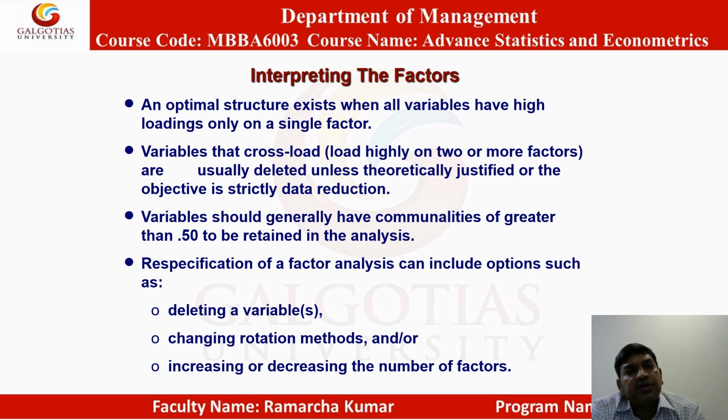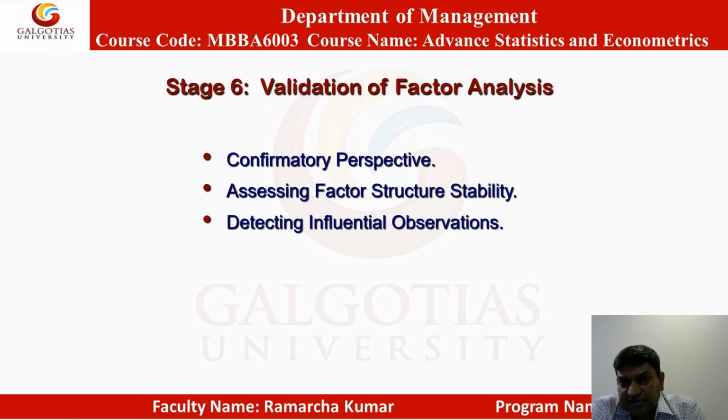Interpreting the factors. An optimal structure exists when all variables have high loading only on a single factor. Variables that load highly on two or more factors are usually deleted unless theoretically justified or the objective is strictly data reduction. Variables should generally have a communality of greater than 0.50 to be retained in the analysis. Re-specification of a factor analysis can include options such as deleting a variable, changing rotation method, and or increasing or decreasing the number of factors.